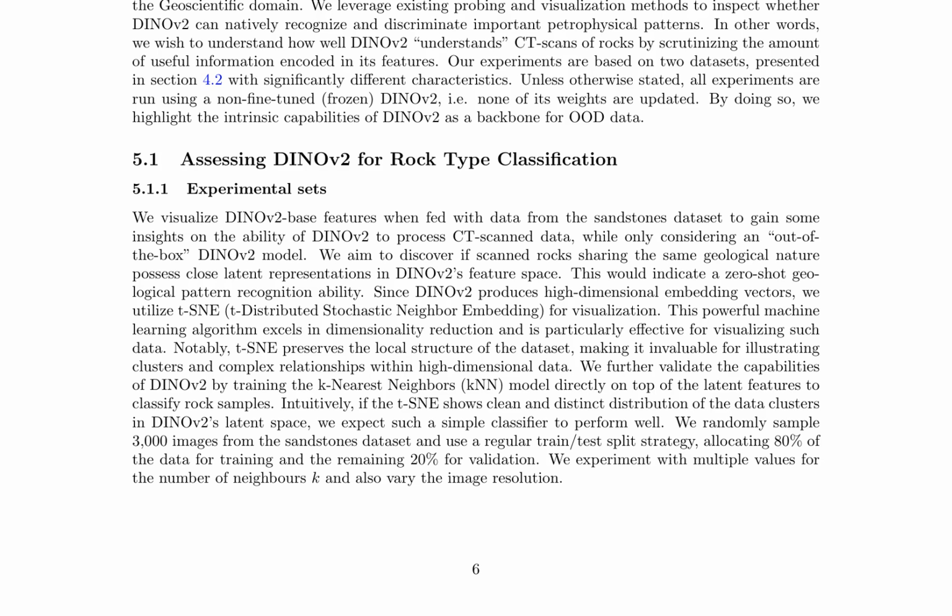The study explores DINOv2's understanding of rock CT scans by leveraging existing probing and visualization methods to inspect whether DINOv2 can natively recognize and discriminate important petrophysical patterns. The experiments focus on 2 datasets with significantly different characteristics, and all experiments are run using a non-fine-tuned, frozen DINOv2 to highlight its intrinsic capabilities as a backbone for out-of-distribution data.